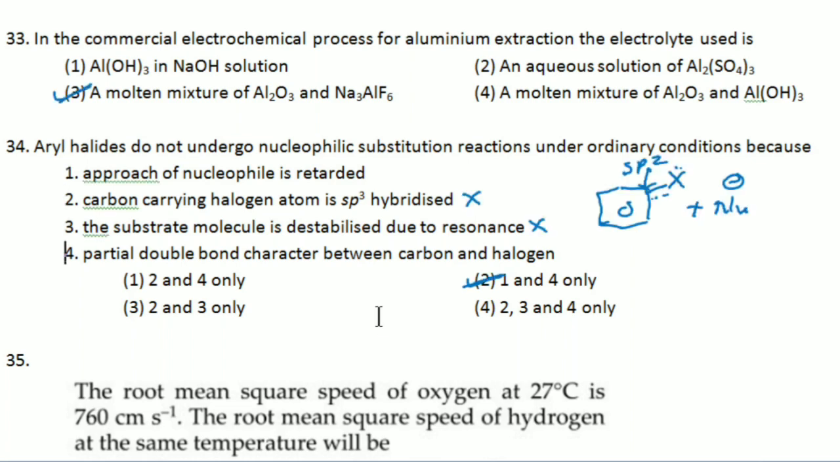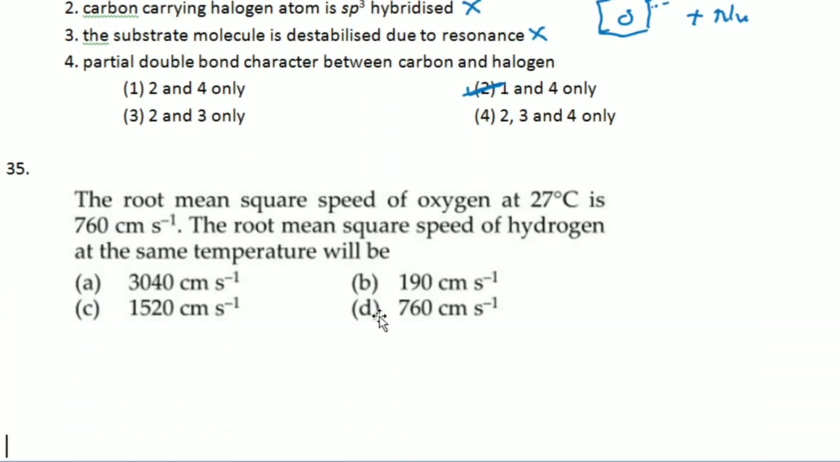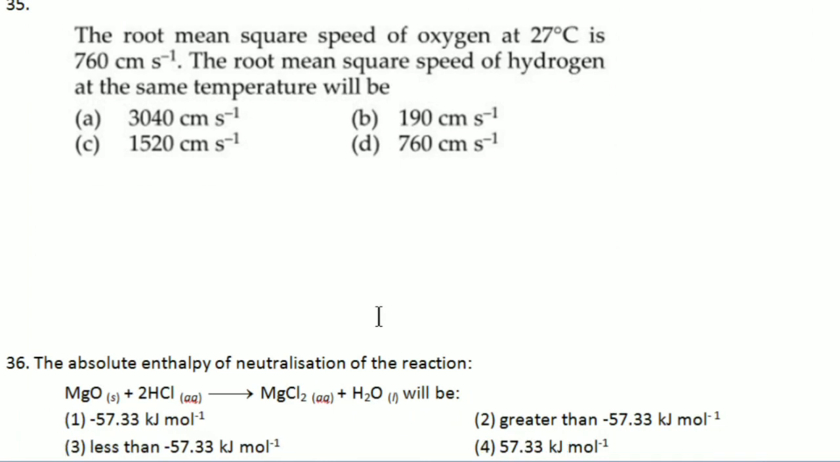35. Root mean square speed of the oxygen at 27 degrees Celsius is given. The root mean square speed of hydrogen at the same temperature they are asking. Fine, in this particular case, remember the formula for root mean square. U also you can write or mu also you can write. So the formula is, remember, root of 3RT divided by M. When same temperature they are telling, temperature constant, R constant and 3 is also constant. Hence I can write this as U1 by U2.